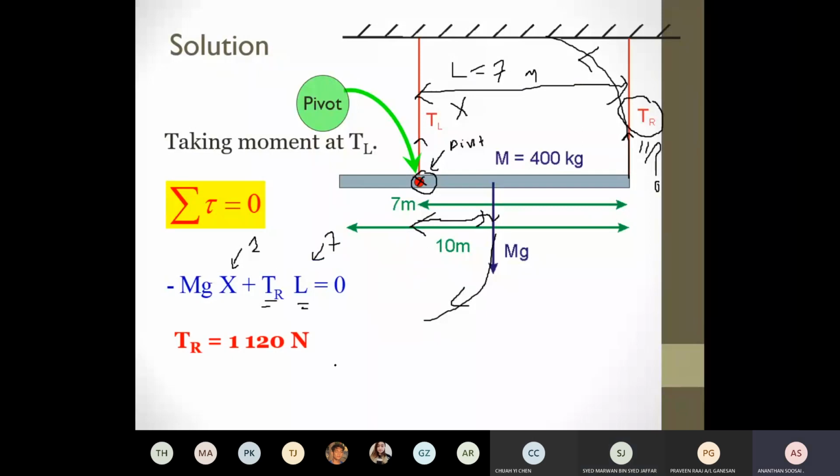So this is how you have to analyze the system. You must be smart enough to choose which point to take as the pivot. If there are two unknown forces, and one of the unknowns they never ask for, you better take moment about that point. We don't want that force to appear.